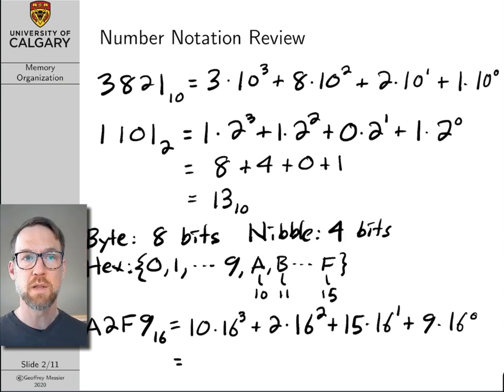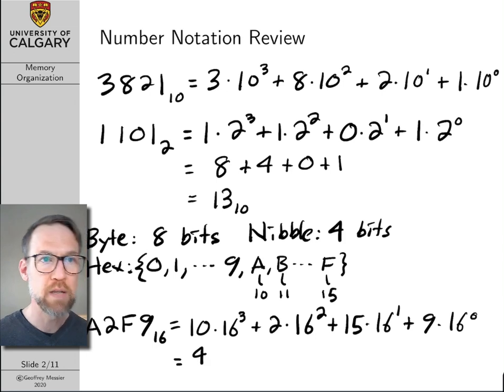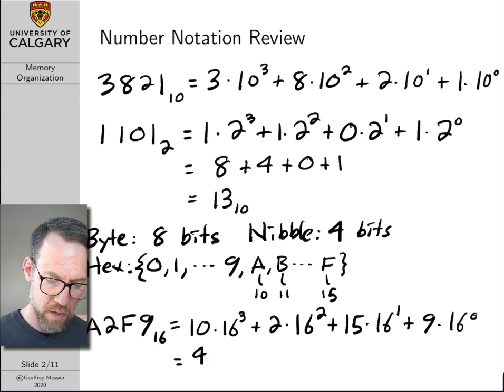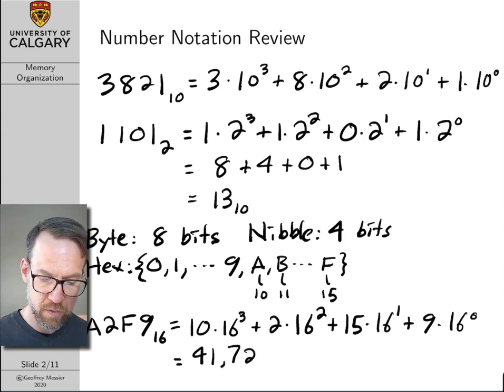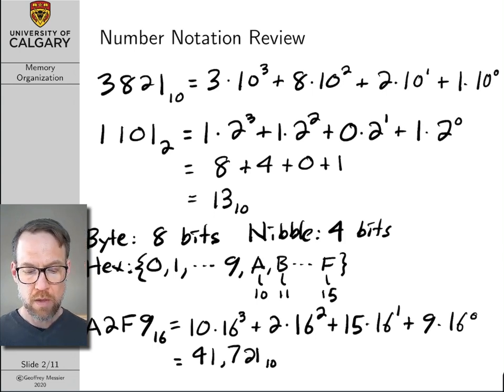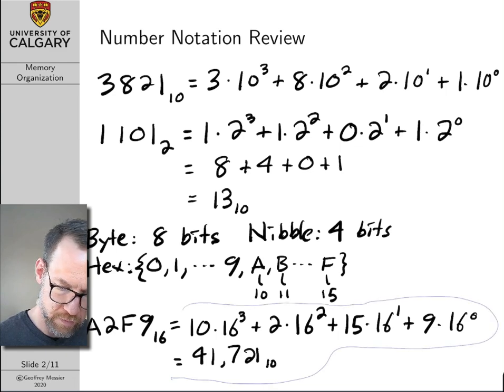And if you do all of this math and express it as a base 10 number, it ends up being equal to 41,721. And that's fine, but again, really the reason why we like hex numbers is because it makes it very easy to translate between hex and binary.